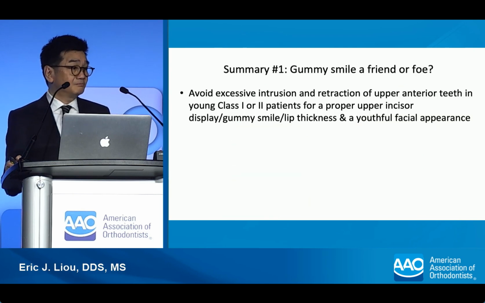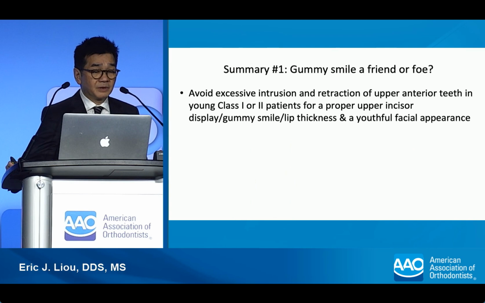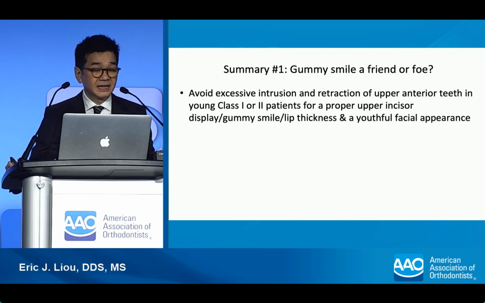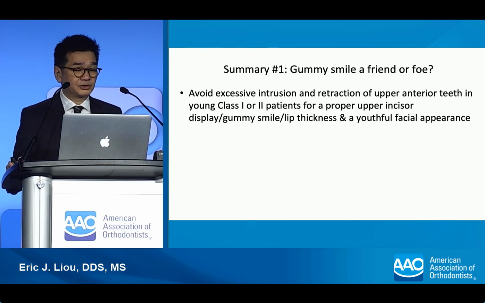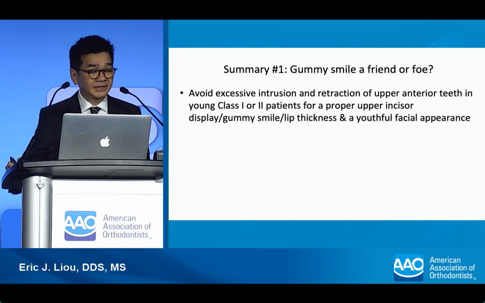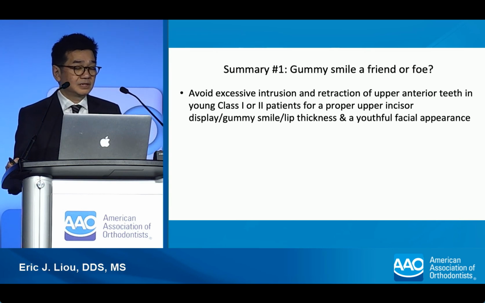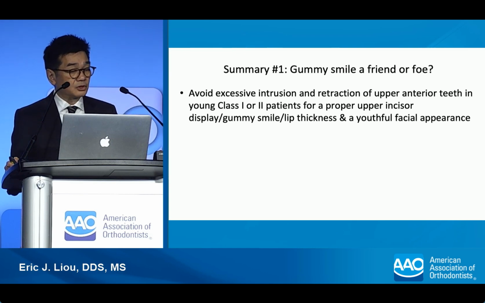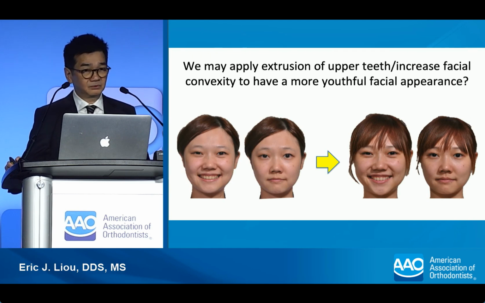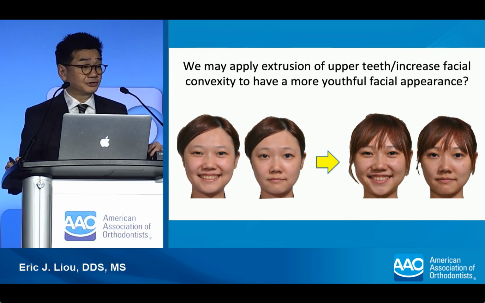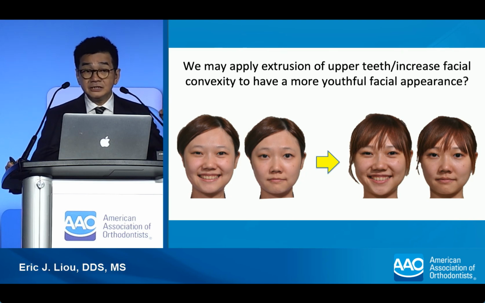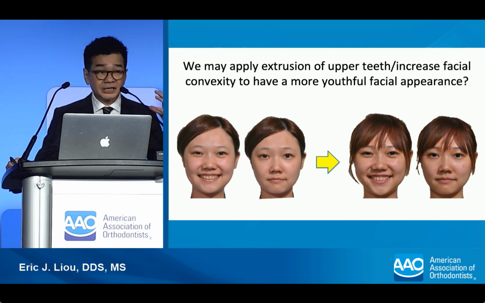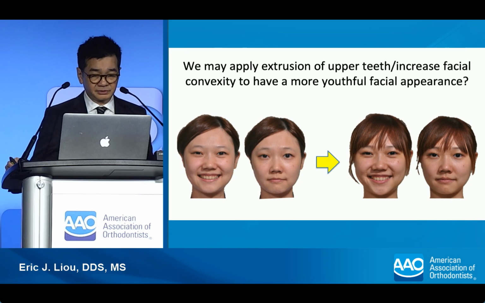So let me summarize my first two patients. We should avoid excessive intrusion and retraction of the upper anterior teeth in young class 1 or class 2 patients, for a proper upper incisor display, gummy smile, lip thickness and a useful facial appearance. What I learned from these patients is that by extruding the upper anterior teeth and increasing the facial convexity, we may be able to give a patient a useful facial appearance.